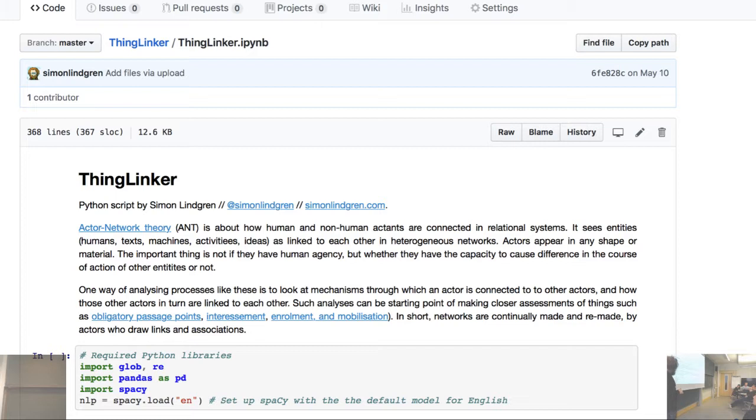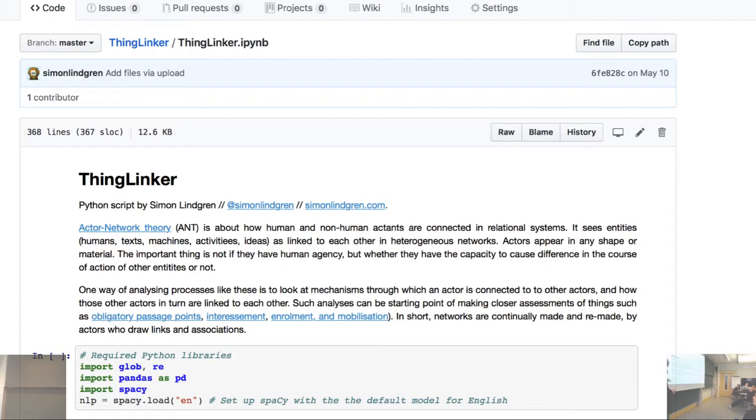Actor-network theory is about how human and non-human actors are connected in relational systems. It sees entities, humans, texts, machines, activities, ideas as linked to each other in heterogeneous networks. Actors appear in any shape or material, and the important thing is not whether technology and legislation have a human agency, but whether they have the capacity to cause difference in the course of action. So this is a bit about the theory.